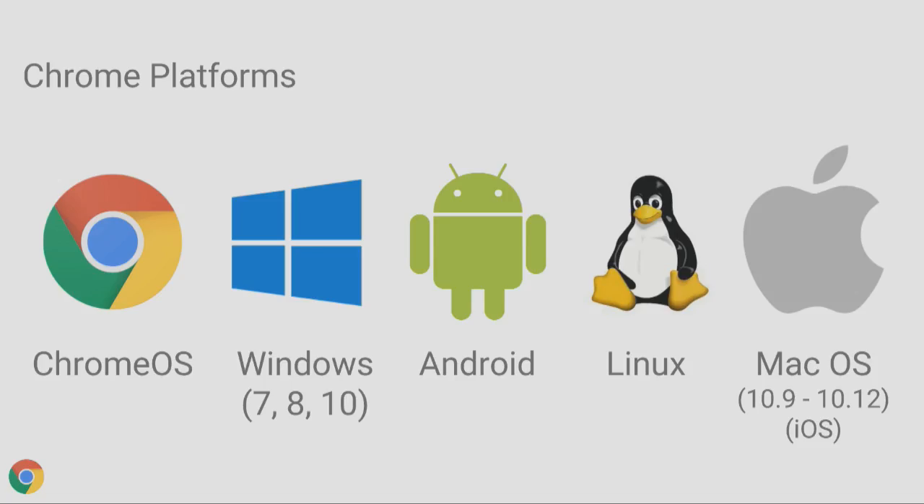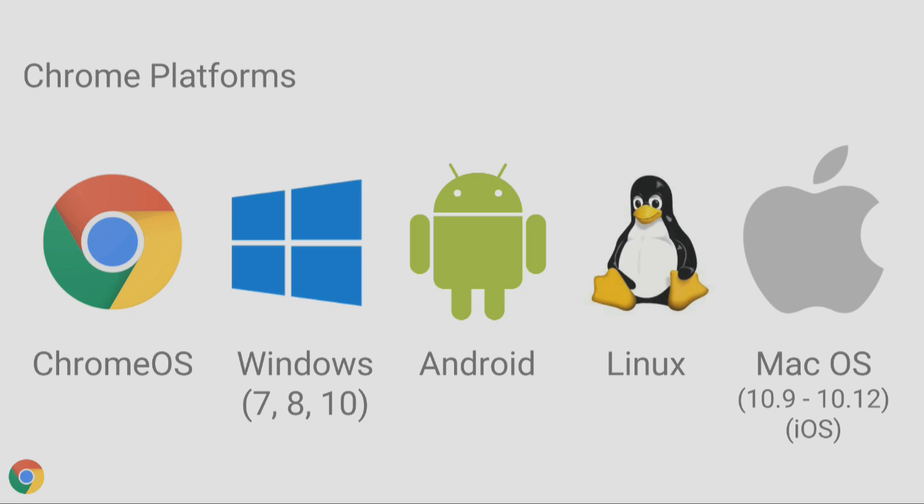We ship Chrome on a number of platforms. On the left side, you see Chrome OS, which is the operating system we use on Chrome OS devices, very portable devices, laptop-style notebooks, this sort of thing. Then we support Chrome on Windows 7, 8, and 10, and of course on Android and Linux and macOS. And on macOS, we go back to supporting macOS 10.9.